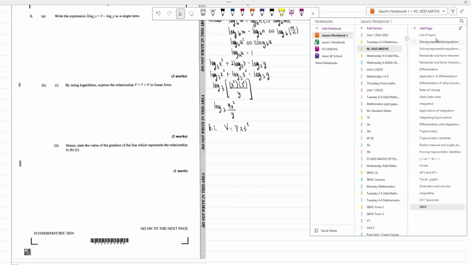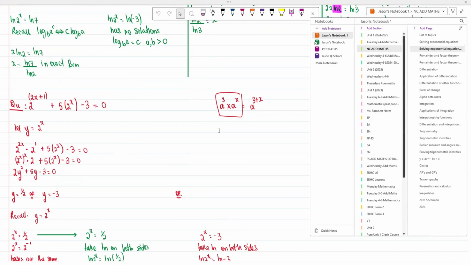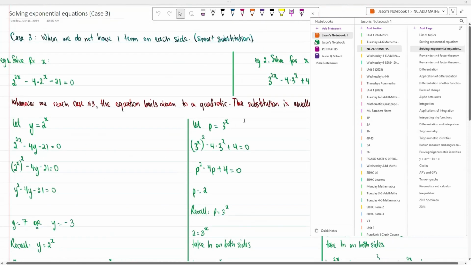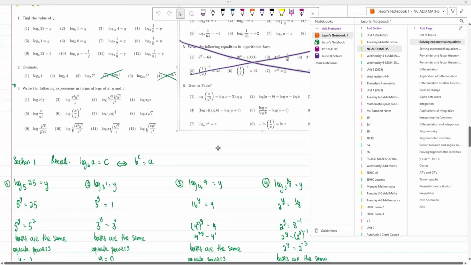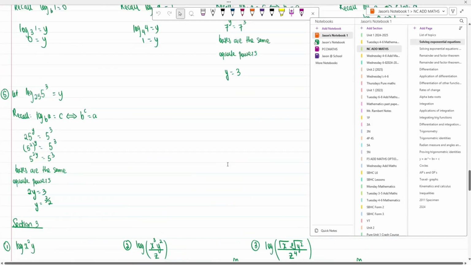Wait. We didn't do logs? We did logs. Oh, yeah. Sorry. Solving exponential equations. We did logs, right? Smart substitution. Okay, good. We did logs. I did not do conversion to linear form with you guys, right?